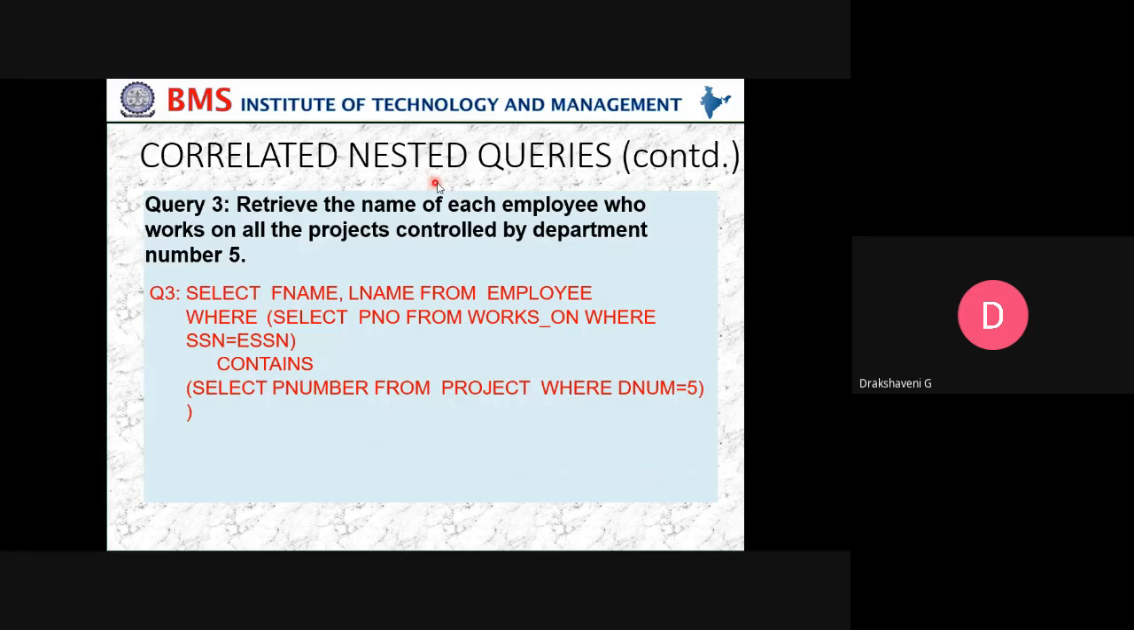In the same way, for correlated nested queries: retrieve the name of each employee who works on all the projects controlled by department number 5. Select first name, last name from employee where (select project number from works on where SSN equals ESSN) contains (select P number from project where D number equals 5). That is what a correlated nested query is.